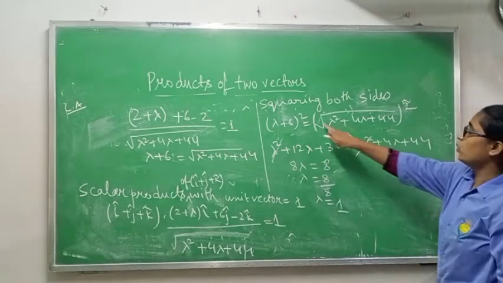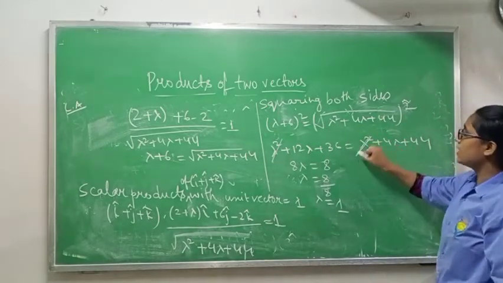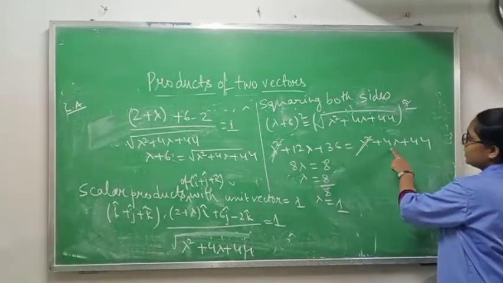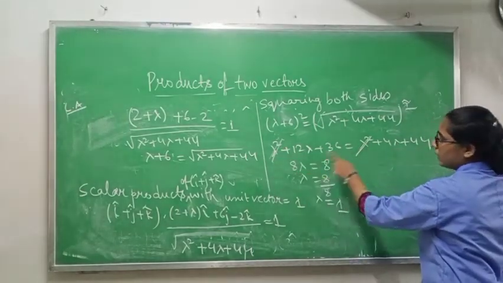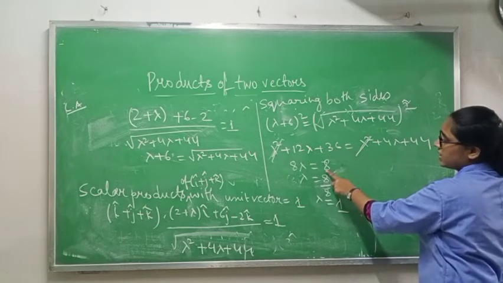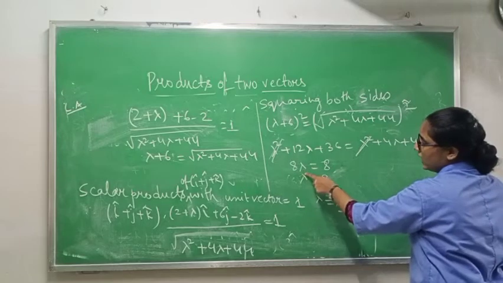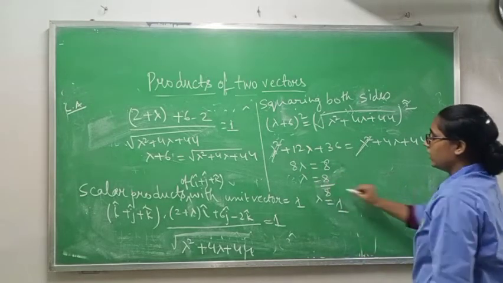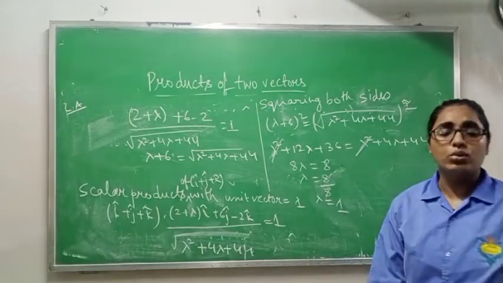And same when you cancel this one, you will get this lambda square from both sides cancelling out. 12 lambda minus 4 lambda will give you 8 lambda, and 44, when plus 36 comes here, it will become minus 36, it will give you 8. So 8 lambda equals 8, lambda equals 8 by 8, 8 ones are 8, ones are lambda, equals 1.